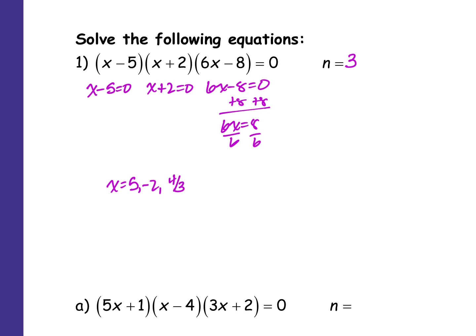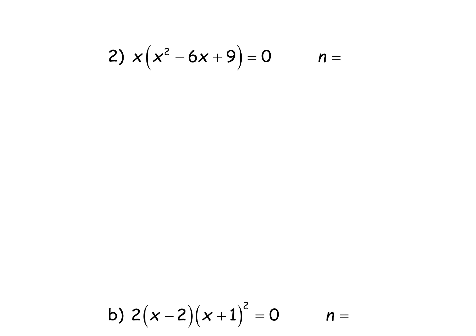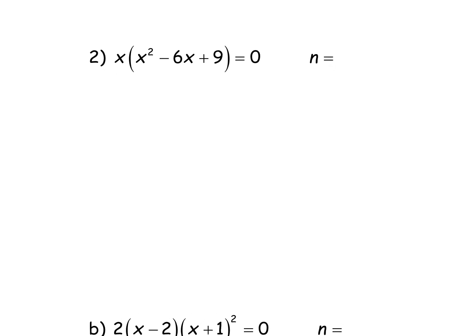Daniel, you okay? Know how we got the 5 and the negative 2, right? I would subtract 5 and add 2. Or, I'm sorry, add 5 and subtract 2. Wow, that was pretty bad. Okay. So if we go to the number 2, what would my n be on number 2? If I was to multiply this out, what would I get? What would my degree be?